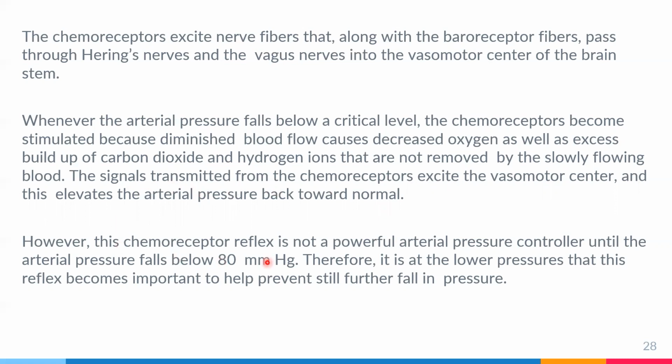However, this chemoreceptor reflex is not a powerful arterial pressure controller until the arterial pressure falls below 80 millimeters of mercury. Therefore, it is at lower pressures that this reflex becomes important to help prevent a still further fall of pressure.